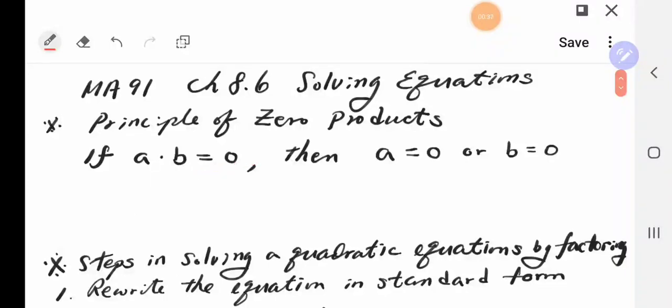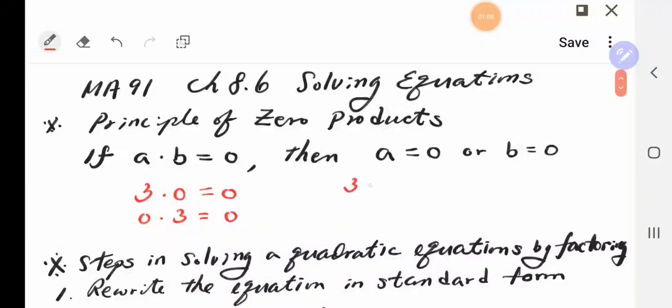That means in order to make a product equal to 0, one of the factors has to be 0. So 3 times 0 is equal to what? 0, right? Or 0 times 3 is also equal to 0. So if a product is equal to 0, then you can set each factor equal to 0. So A times B equals 0 means A is 0 or B is 0.